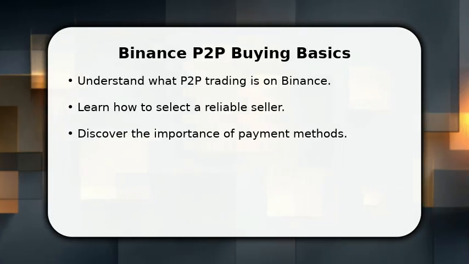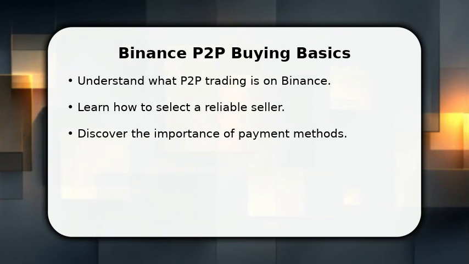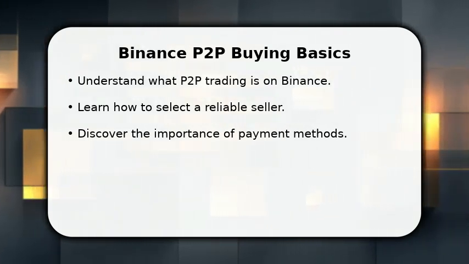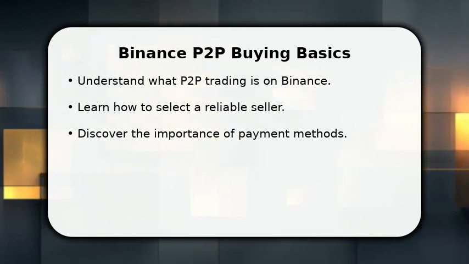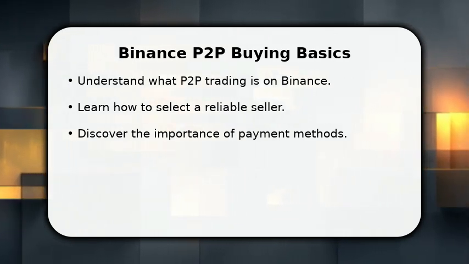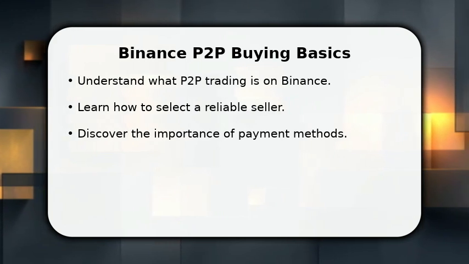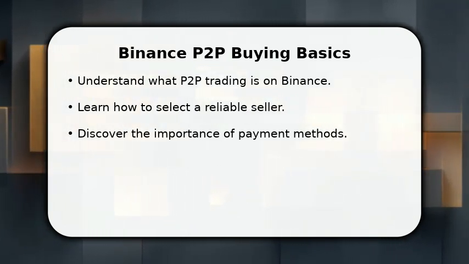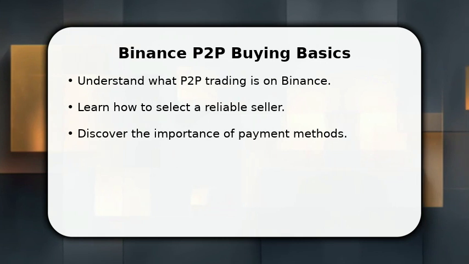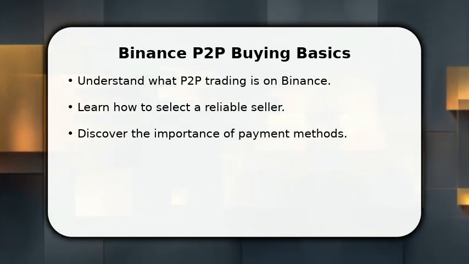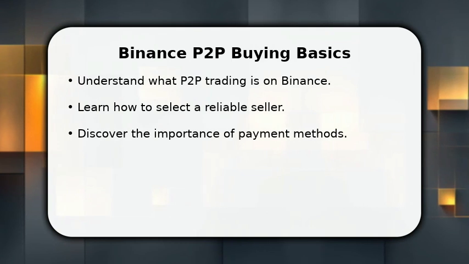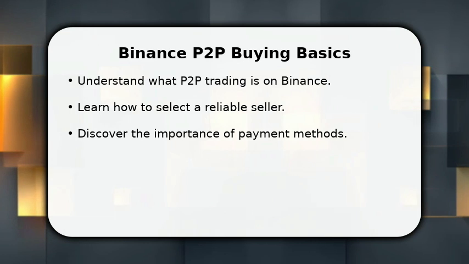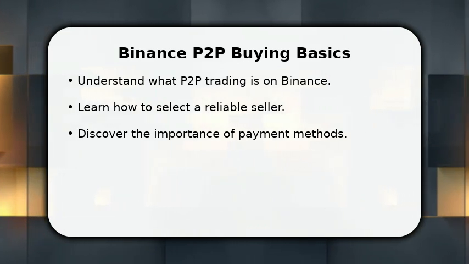In this video, I will explain how to buy cryptocurrency using Binance P2P. First, you'll need to understand the peer-to-peer trading process, which connects buyers and sellers directly. It's crucial to select a reliable seller with a good reputation and high completion rate. You'll also want to consider the various payment methods available, such as bank transfers or mobile payments, to ensure a smooth transaction. This method offers flexibility and control over your crypto purchases.